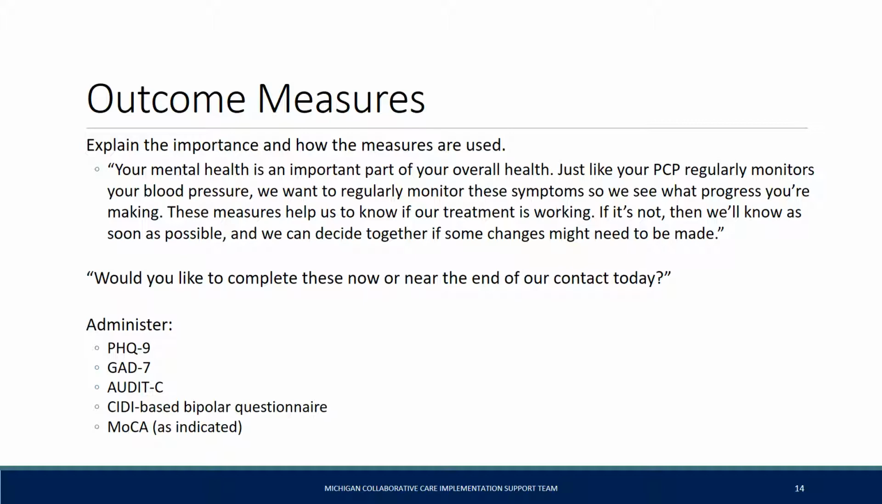Now, you may have gathered some of these measures already in your triage assessment. I had mentioned the PHQ-9, GAD-7, and Audit-C. If you haven't gotten those yet, go ahead and get those during this diagnostic assessment. And the CD-based bipolar questionnaire can be helpful as well for screening for risk of bipolar disorder. And the MoCA can be helpful as indicated for looking at whether a patient might have some cognitive decline or memory issues. This can be particularly helpful if you're working with older adults. And we can give some training in administering each of these measures, and they are also all available on our website.